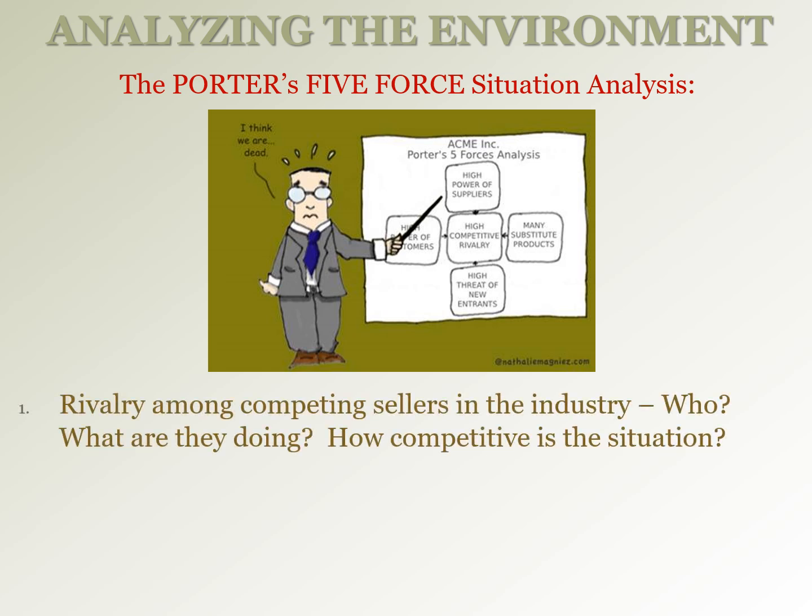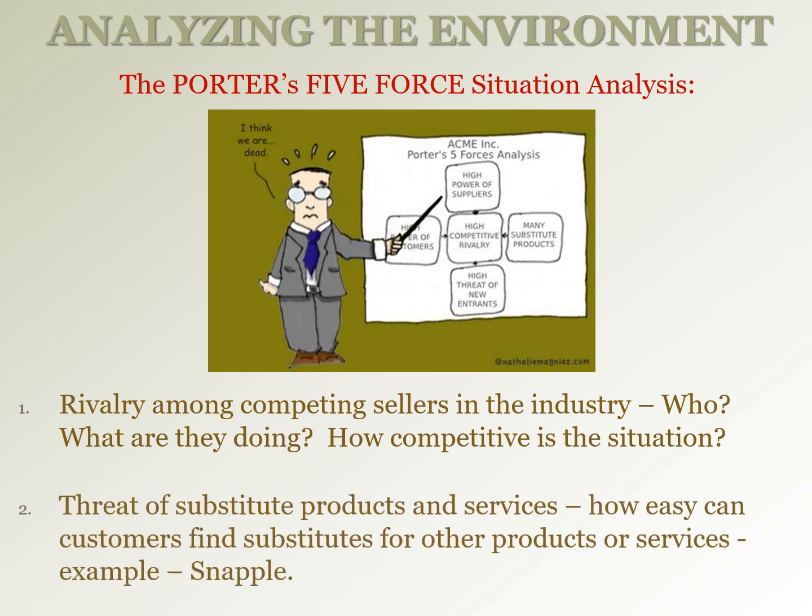Number one, the rivalry among competing sellers in the industry. Who are they? What are they doing? And how competitive is the situation? Two, what is the threat of substitute products and services? How easy can customers find substitutes for other products or services? Example, Nestea was once the only bottled tea beverage on the market, and then along came Snapple. And as you know today, there are several other brands who've gotten into that market.